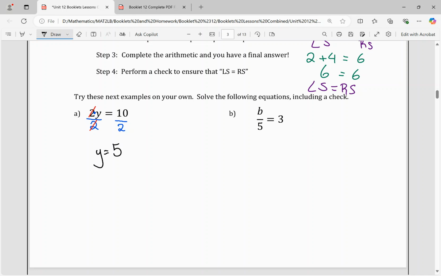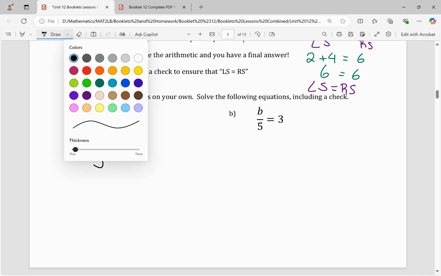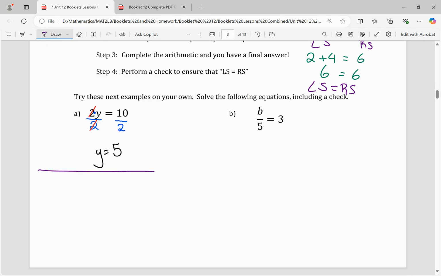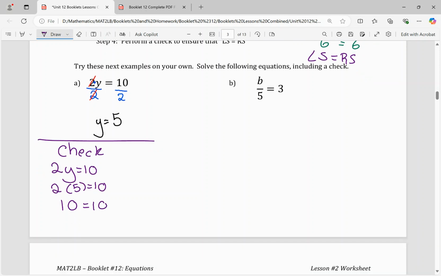So our answer is that y must be equal to 5. And again, if you would like to check your work, you can by substituting in 5 for y. So 2y is equal to 10. Let's take 5, plug it in for y. And 2 times 5 is 10, so we get 10 equals 10. Okay, therefore, the left side is equal to the right side. We're correct.